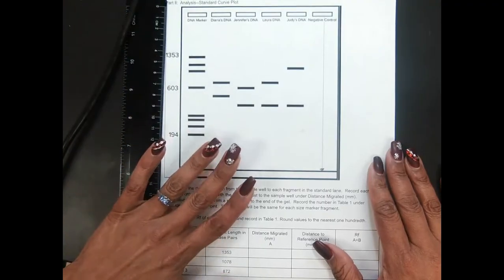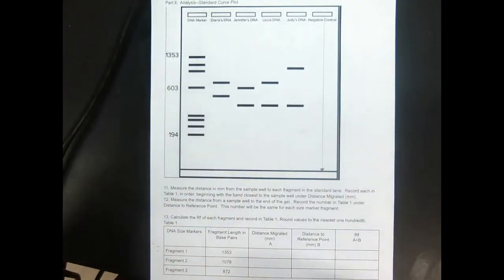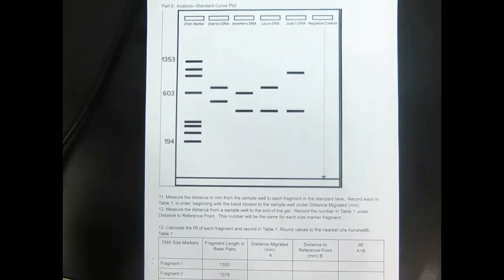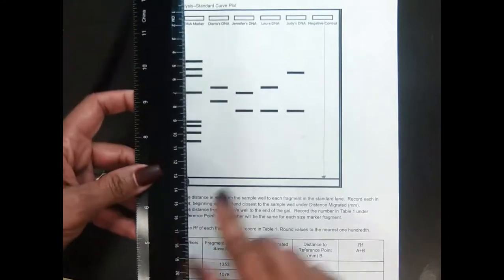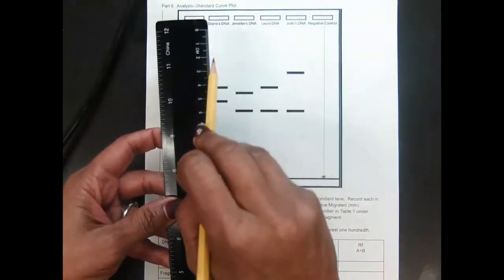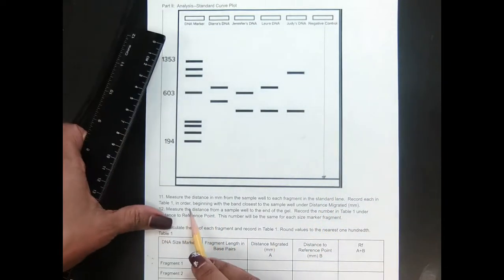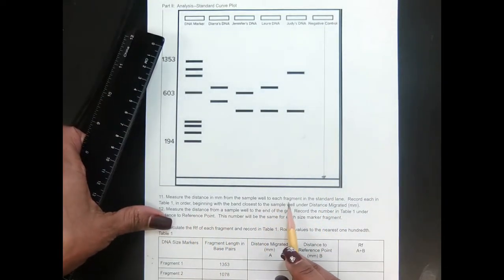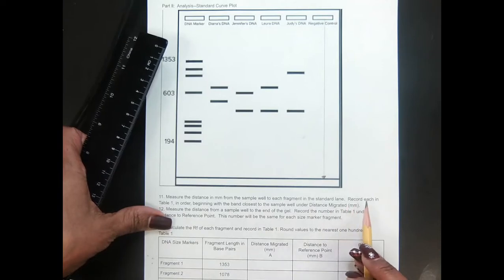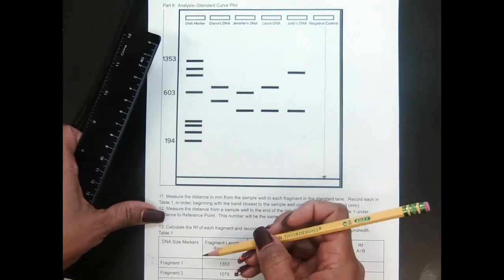Okay, we're getting started now. What I'm going to begin working with is the second page of the student submission form. When we're doing this work, you need to be consistent. So consistency is key here. Make certain that you have your metric ruler. We're going to be doing this in millimeter measurements. So you're measuring the distance in millimeters from the sample well to each fragment in the standard lane, and then recording that in this first table.